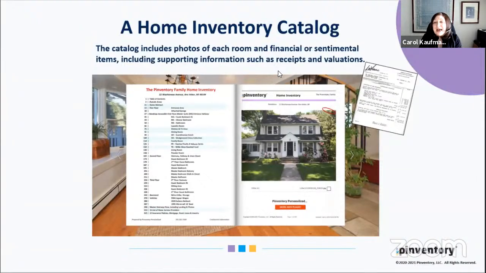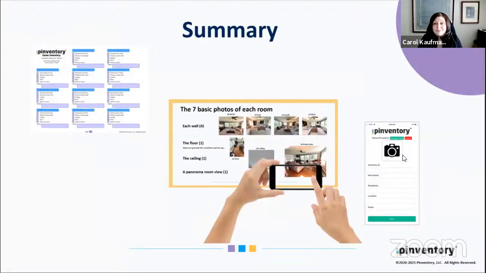This is a home inventory catalog, and the reports that you'll see, and I'll do this at the end, all came out of Pinventory. They're automatically generated. Once you've got your information in, just print it out. You can save it to PDF, Excel, or Word, and that way you can share it. You can also add your supplemental information like receipts and valuations. So here's the summary.